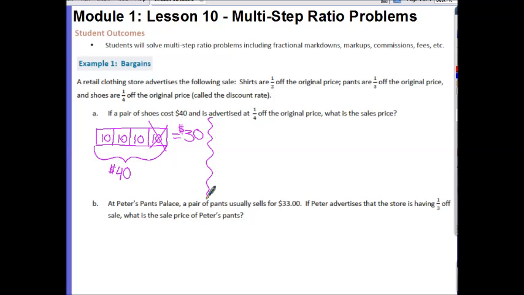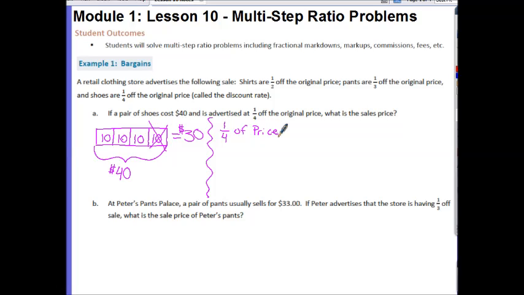Now this is just one method of doing this. Let's take a look at two other methods. If I am going to first figure out what is 1/4 of the original price, and then I know afterwards, since it's a discount or it's 1/4 off the original, I'm going to subtract. So let's first figure out what is 1/4 of the original price.